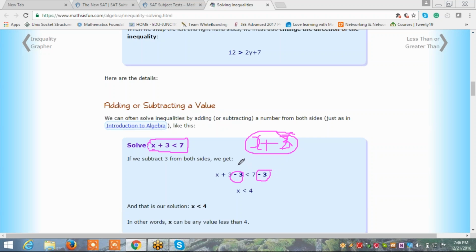If I subtract only in the LHS, then the equation is not balanced. In order to keep it balanced, I need to do the same operation on both sides. So I'm subtracting 3 on both sides. Here also minus 3, this 3 minus 3 leads to 0, only X will remain. 7 minus 3 is 4. Is it right?